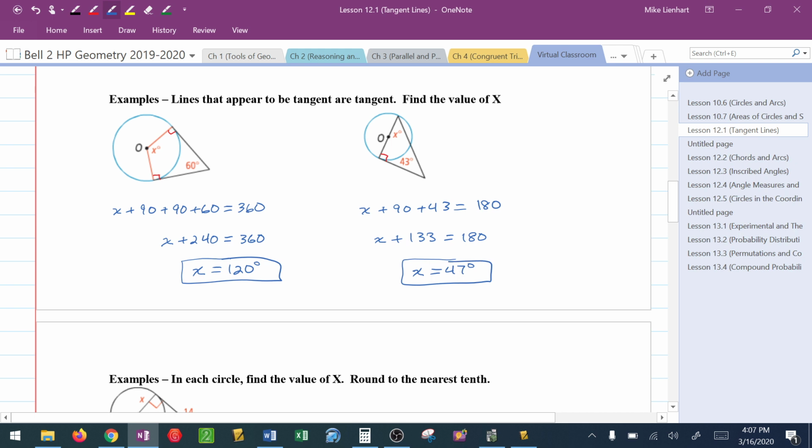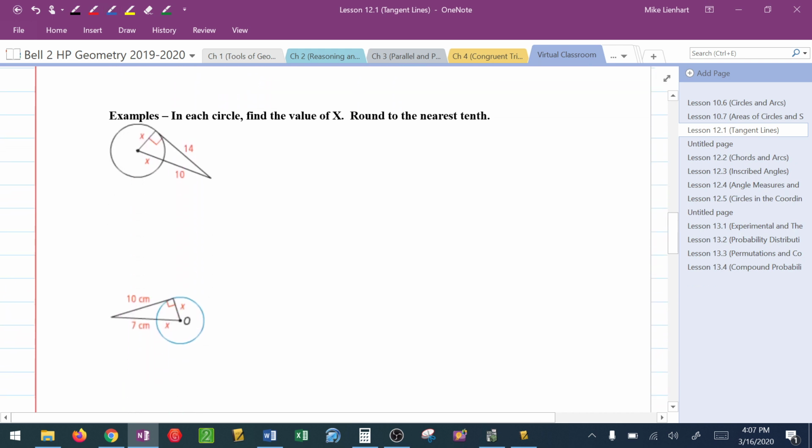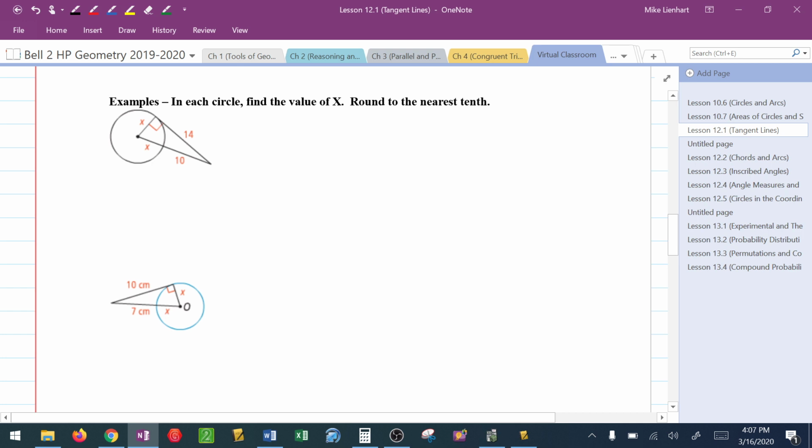So those are some simple questions about it. Now, what if they move from talking about the angles to actually talking about the sides of the triangle?